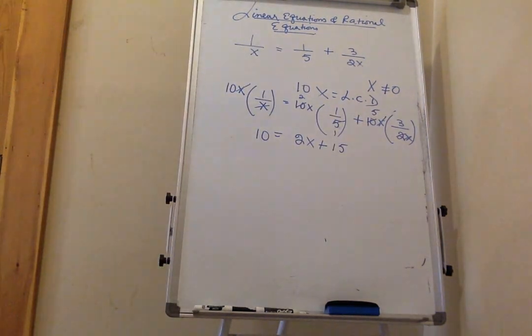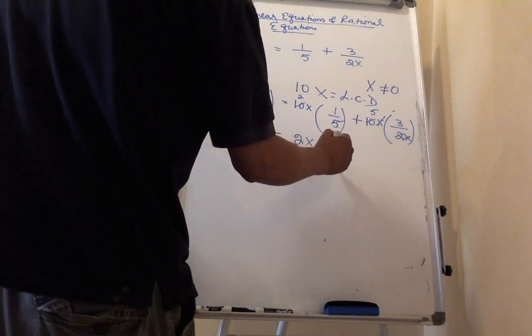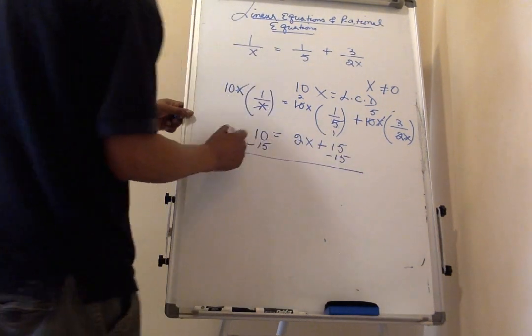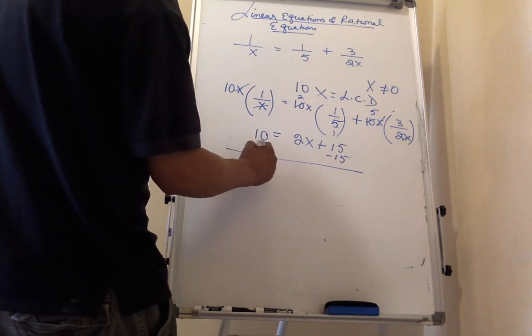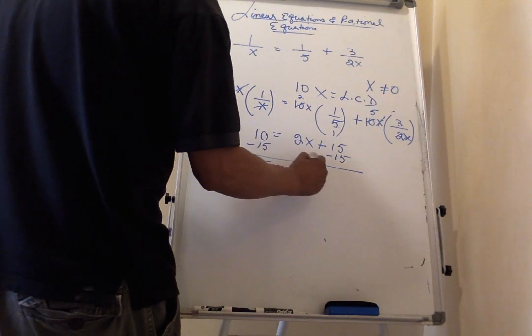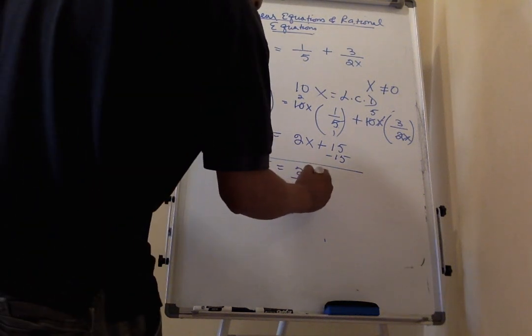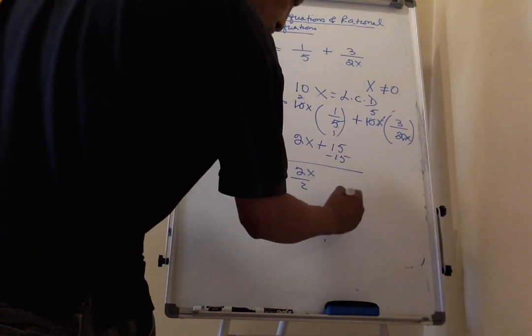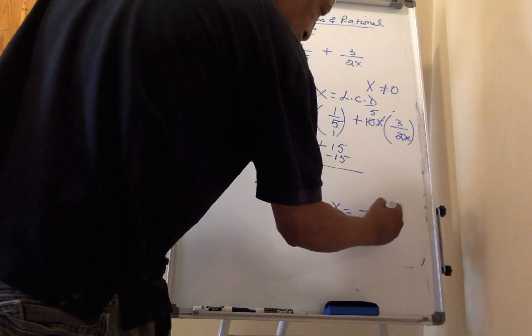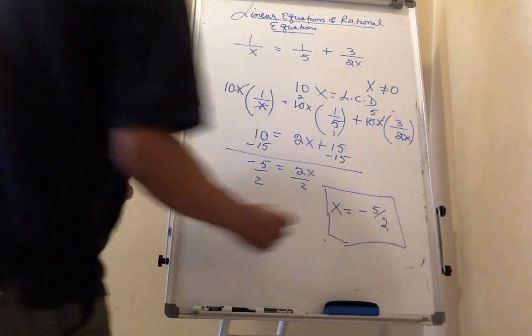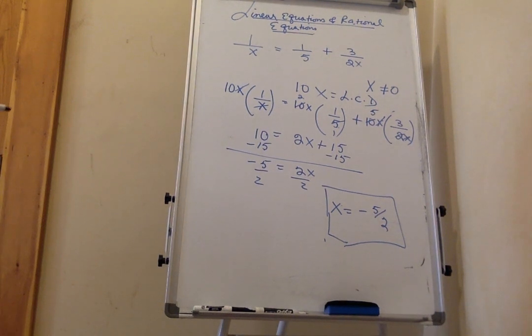And now we're going to solve. So if we find x, as long as it is not 0, then that would be the solution. So bring minus 15, right? 10 minus 15 is minus 5, is equal to 2x, right? Then divide both sides by 2, so you end up with x is equal to negative 5 over 2. It's not 0, therefore that is your answer, okay?